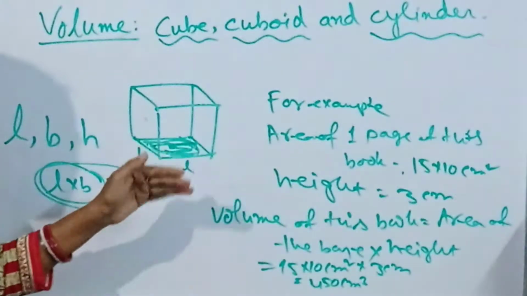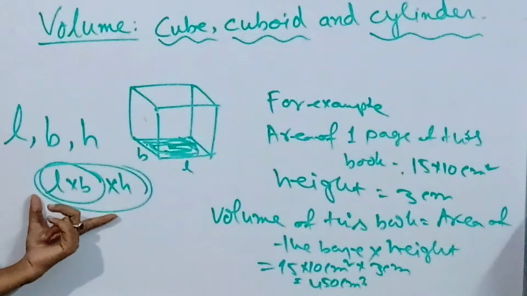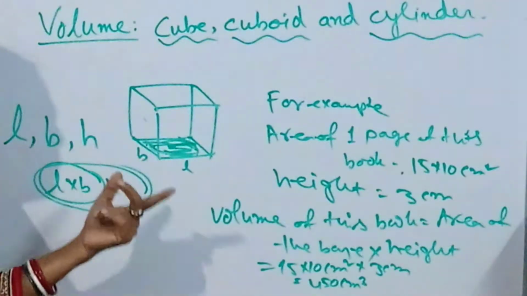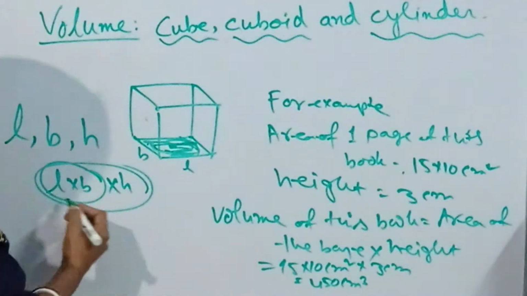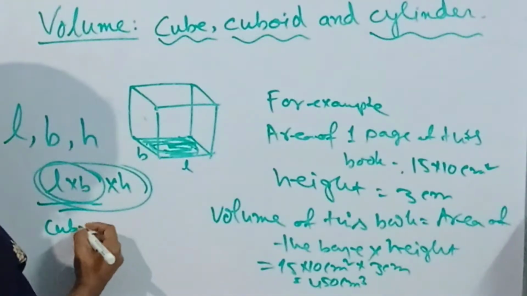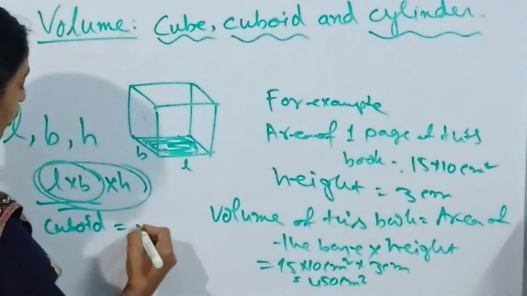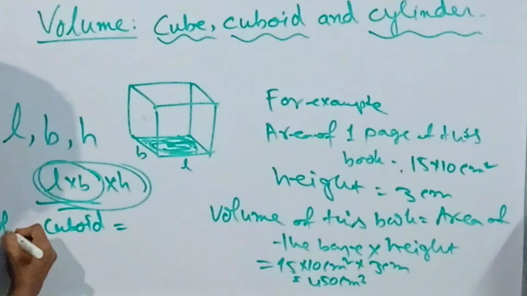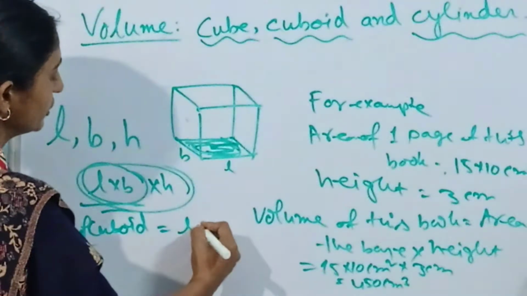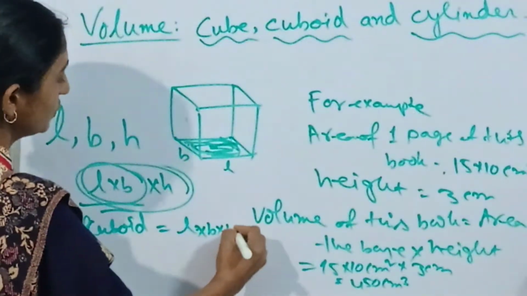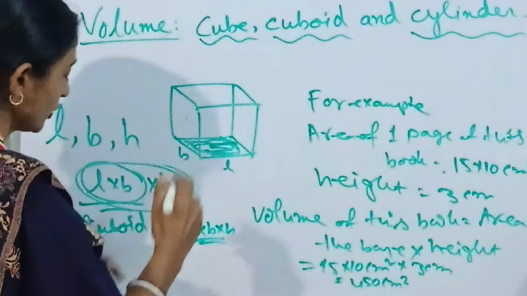So the same things will happen in the case of a cube also. We have done this for a cuboid, as a book is a cuboidal shape. But when it is a cube, all the sides are equal. So this is for a cuboid: volume of cuboid is equal to length into breadth into height. But in case of a square, what will it be? Sorry, when we are talking about a cube.